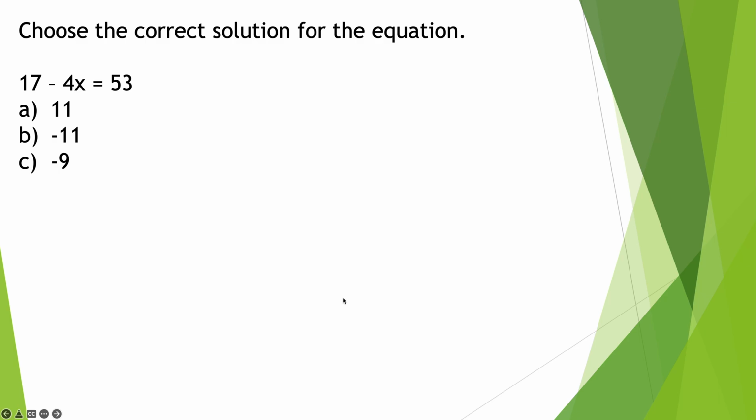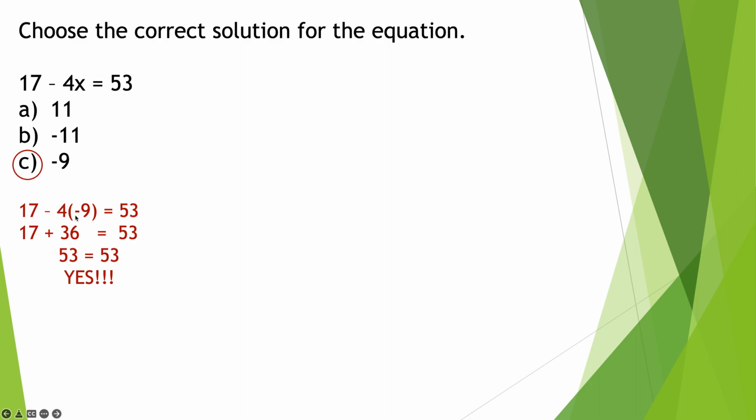Try this one here. Choose the correct solution for the equation. So if you solve this the correct way, you're going to subtract 17 from both sides, which is going to give you negative 4x. Don't forget that's a negative 4x. It's 63. Dividing by negative 4, you're going to get 63 divided by negative 4 is negative 9. But you can also just check all your choices. And I'm only going to show you the choice that does check. The correct answer is negative 9.